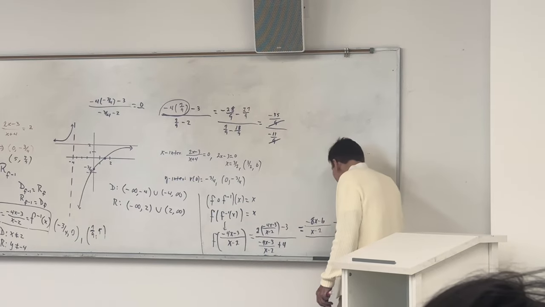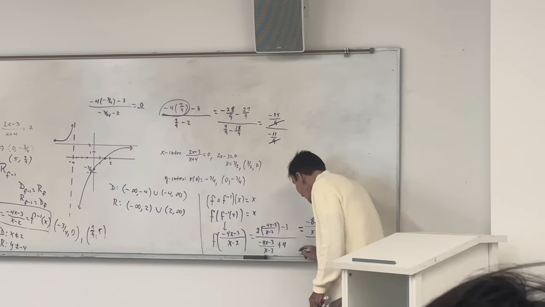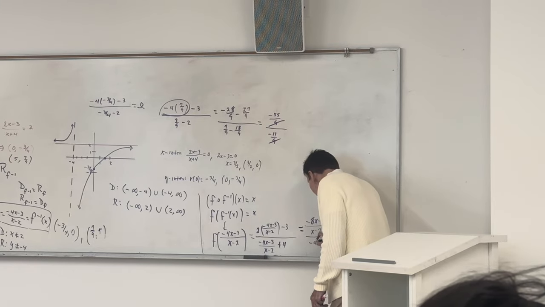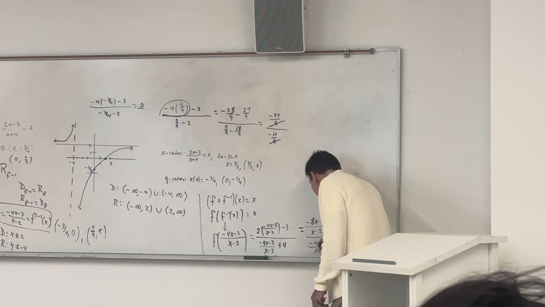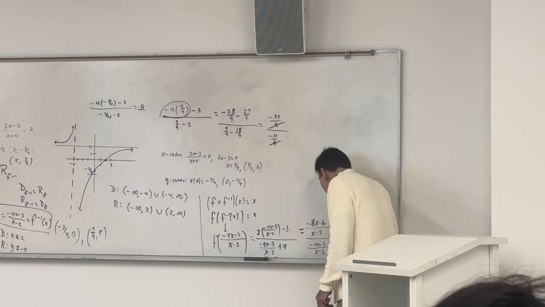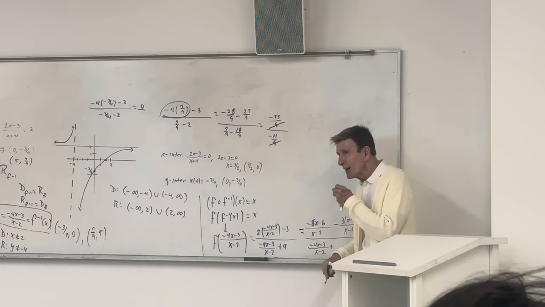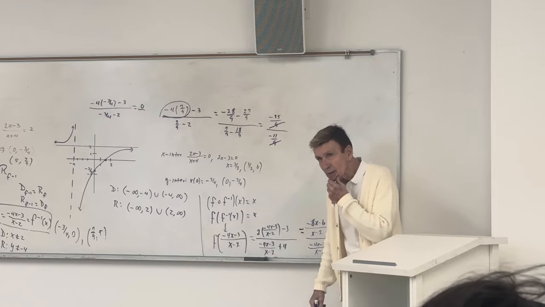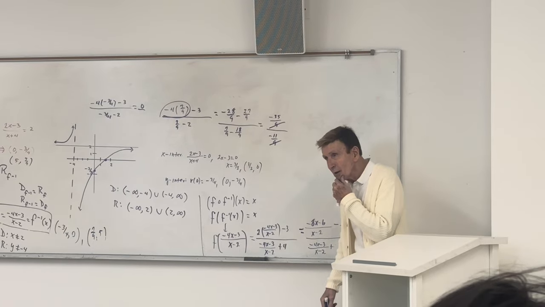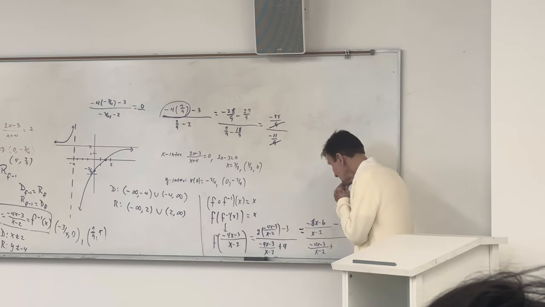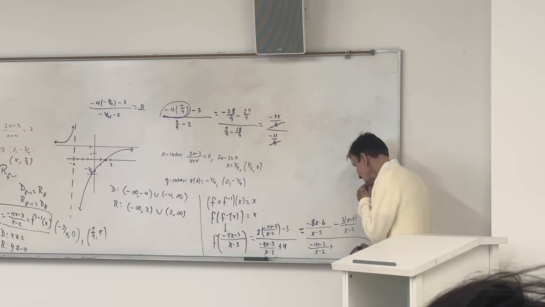The bottom part. Down here I got negative 4x minus 3 over this. Now, can anyone tell me what that 4 looks like down there over that same denominator? I still have 4. Anyone have an idea?